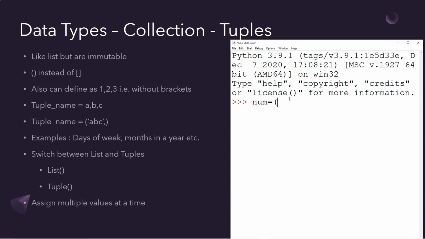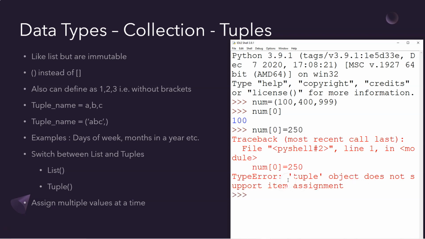We'll define it using the round bracket. Let's say 100. These are my 3 numbers in tuple. If I want to access the 0th one, I can access it the same way we do in a list. The only difference here is that it is immutable, that you cannot change the number in this tuple. So for example, if I say num0, I want to change it to 50, it is going to say it does not support assignment. That means tuples once defined cannot be changed.